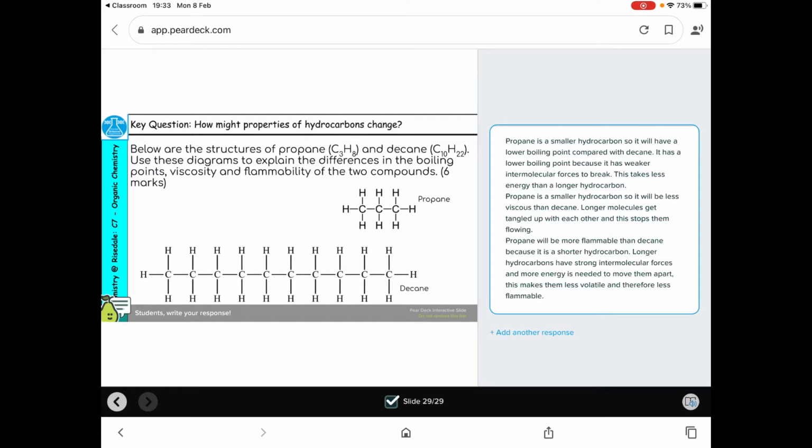So it doesn't require as much heat energy to break the forces holding it together. Okay, point 2 is about viscosity. So propane is a smaller hydrocarbon. It will be less viscous than decane. Longer molecules get tangled up with each other, and this stops them from flowing. So that's what makes them thick and gloopy, the fact that the long molecules are tangled up a bit like spaghetti. And then the last point on flammability. Propane will be more flammable than decane because it is a shorter hydrocarbon. Longer hydrocarbons have strong intermolecular forces, and more energy is needed to move them apart. This makes them less volatile, so less likely to become a gas, and therefore less flammable.